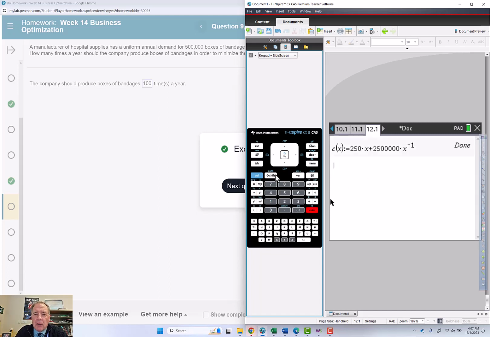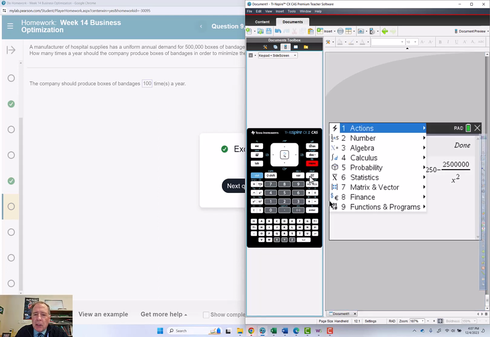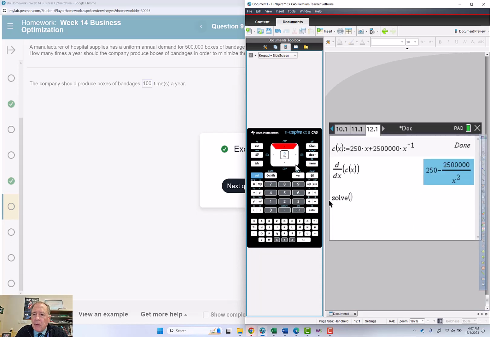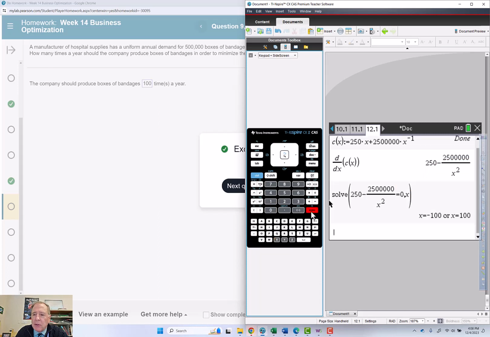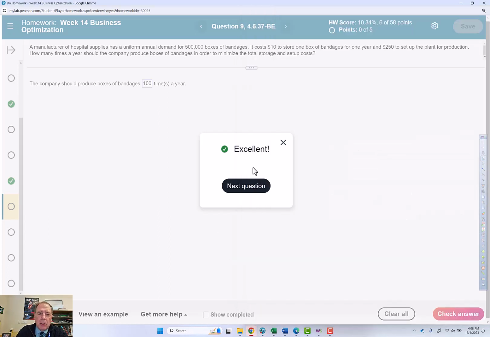So I'm going to define that shift minus x as my variable, tab to move to the right rectangle, c of x, then menu 3, 1, set that equal to 0, solve for x, and we get negative 100 or positive 100. But we did get the right answer doing it by hand. That concludes this video.